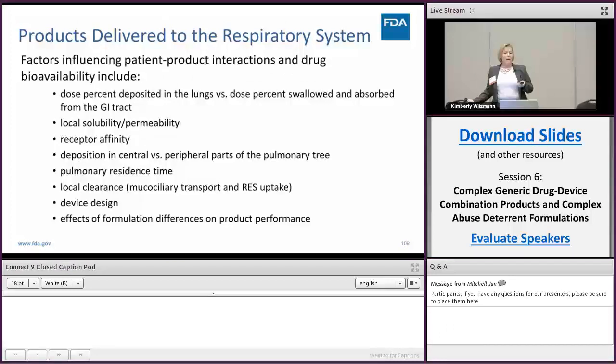There's local solubility and permeability considerations, receptor affinity issues, the deposition of the product in central versus peripheral parts of the respiratory tract. Pulmonary residence time can play a role. Local clearance of the product, the device design that we've talked about, and then also effects of formulation differences on product performance. So there are a lot of considerations that we know come into play with these complex drug-device combination products.